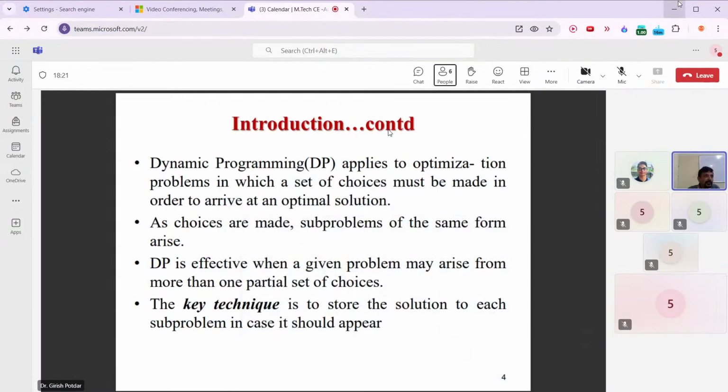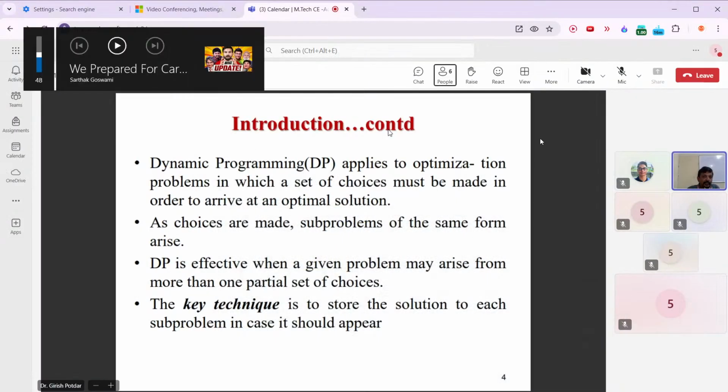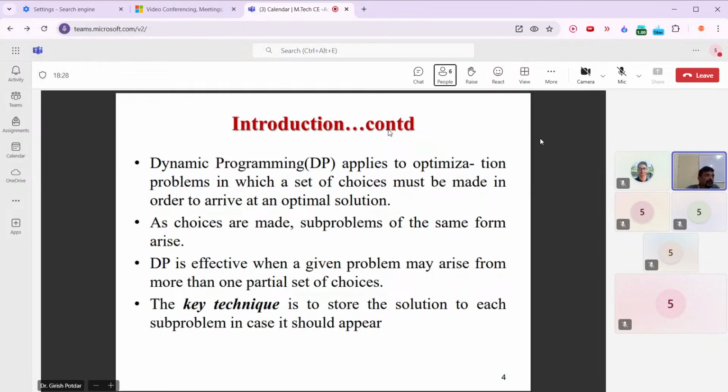At an optimal solution. As choices are made, sub-problems of the same form arise. If sub-problems of the same type are not possible, as in divide and conquer, even dynamic programming cannot be applied. What it means is, you are finding the shortest path from A to Z. Now I will break them into small problems: A to J, K to X, something like this. But these sub-problems are also of the same nature.